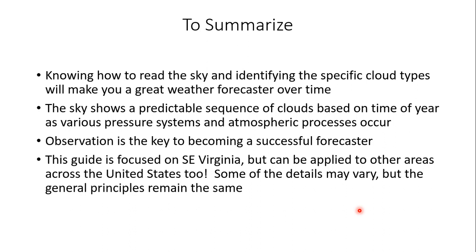Now, some of the local scale details in your particular area may vary, but the general principles, again, remain the same. If you get strong vertical rising air motion, you're going to get more of the cumulus puffy clouds. If you get more broad scale horizontal lift over gradual slope, longer distances, you're going to get more of the layer-like stratus clouds.